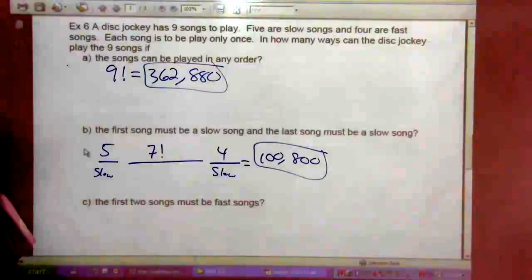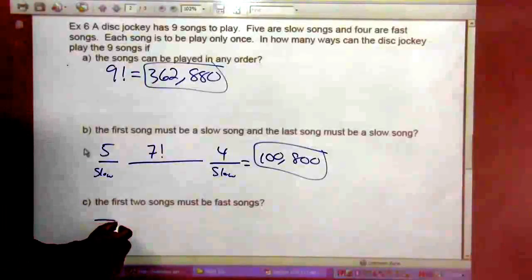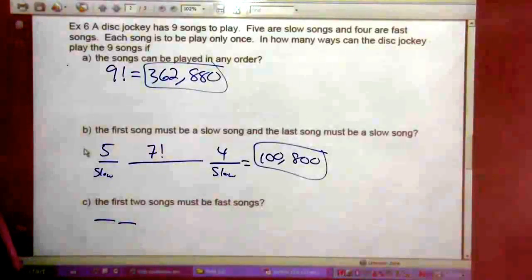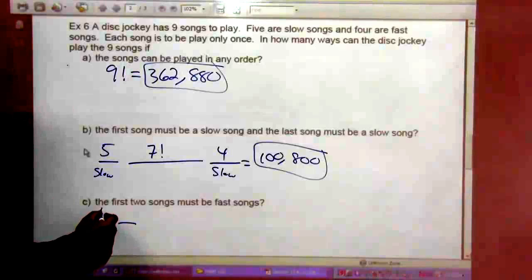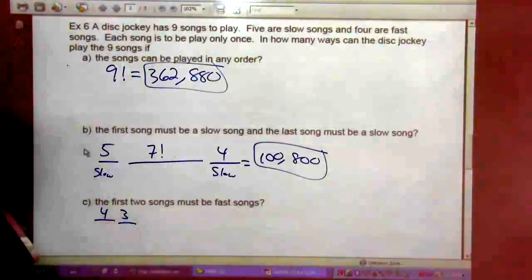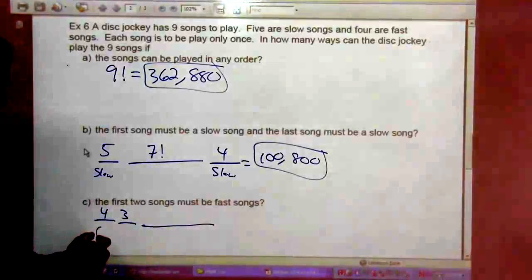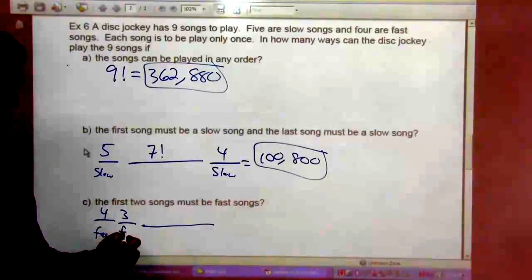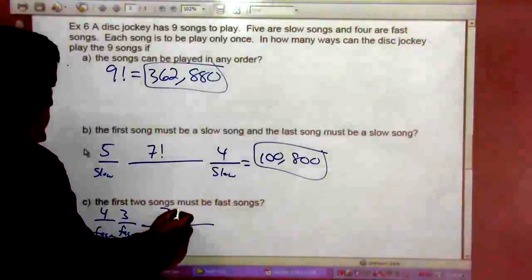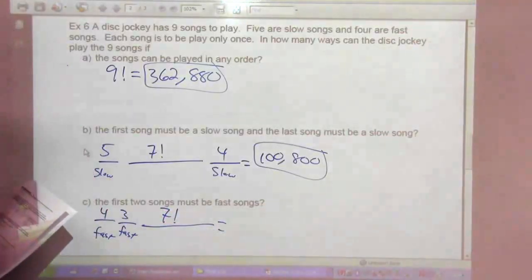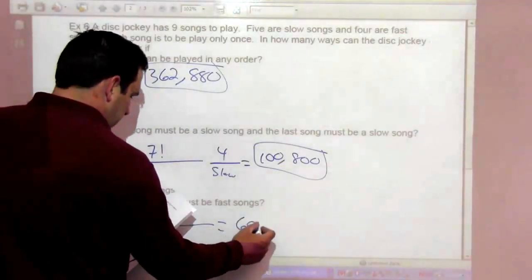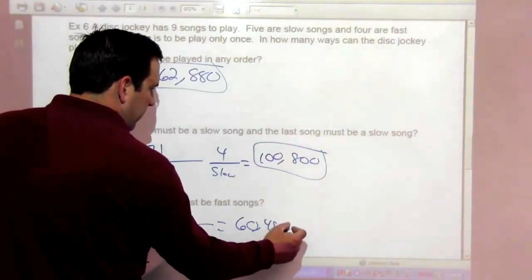What if the first 2 songs have to be fast songs? Well, we have 4 fast songs. So the first one's fast, and the second one's fast. Then the rest of them are slow, or whatever. And we end up with 60,480.